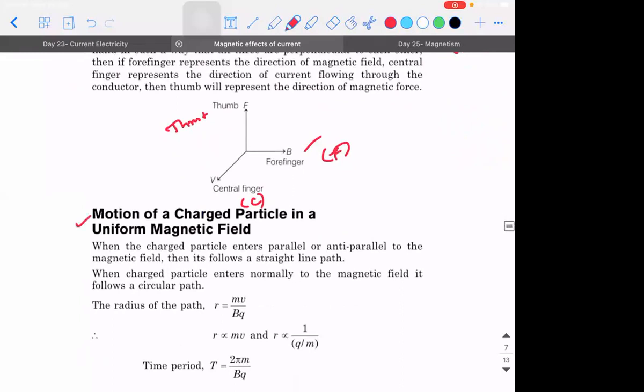Next is the motion of a charged particle in uniform magnetic field. So when we talk about this concept, there are different ways in which you can project the particle into the magnetic field. If a charged particle is projected into the magnetic field in the direction of it, what will be the path followed by it? Guys, charged particle projected into the magnetic field in the direction of it. What is the path?